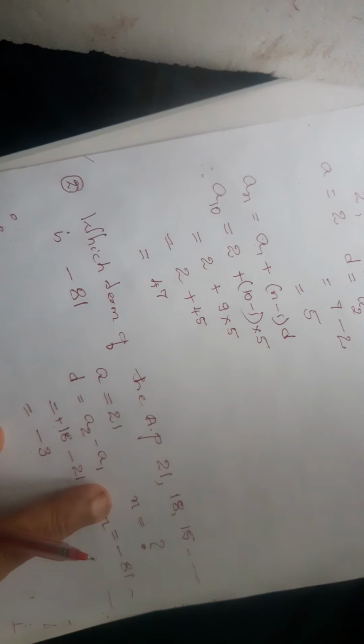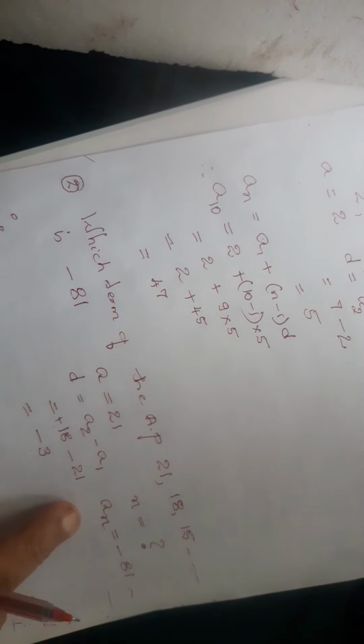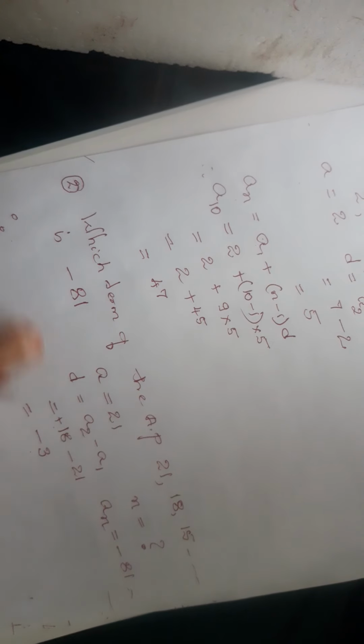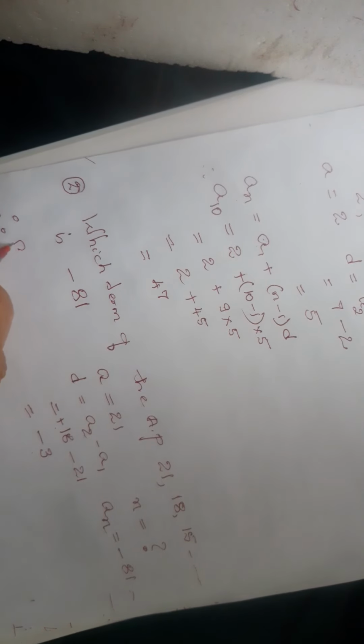A is 21. Then N is what? Which term they are asking, no? So N is question mark there. And AN is given, minus 81. So you should understand the sum here now. Now what I'll do is, I will write the formula. For AN I have got a formula. I have got its value as minus 81. But first let me write its formula.